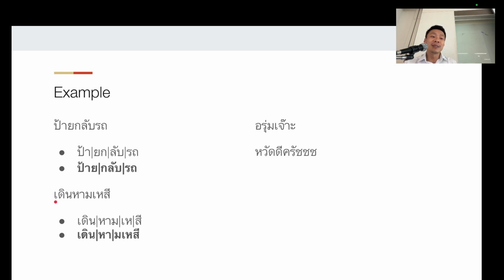เดินหามเหสี, okay? So we won't say เดินหามเหสี although they're all in the dictionary, หาม, right? เห as in go a different way and สี as in the color. So we would prefer this one because the algorithm would prefer the match that are long for each word.